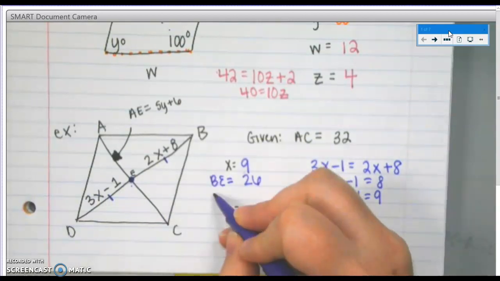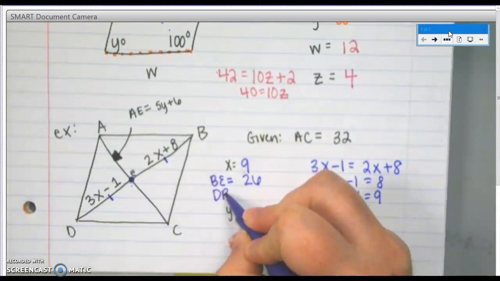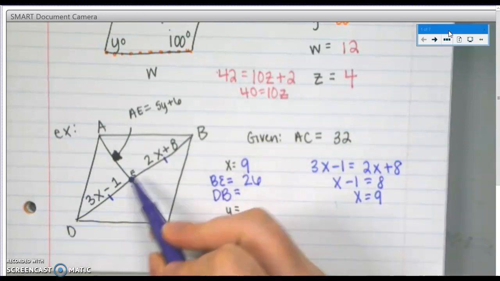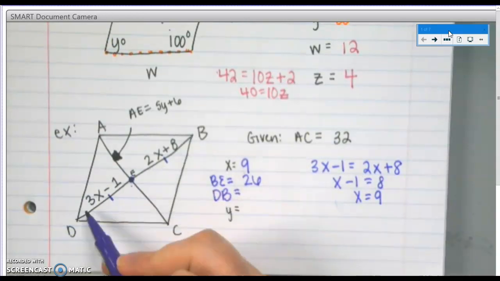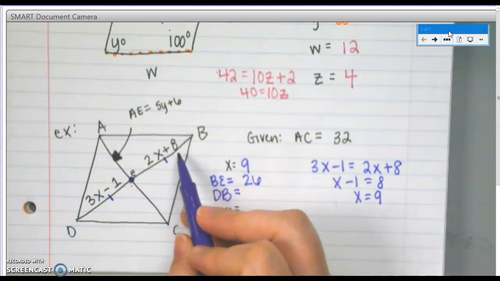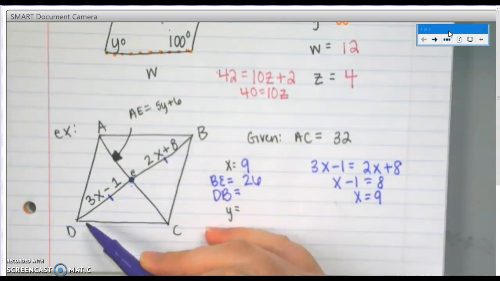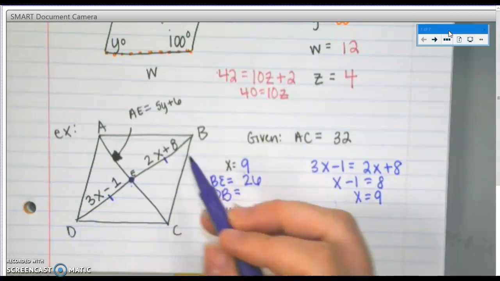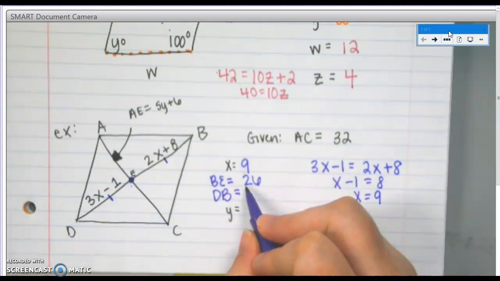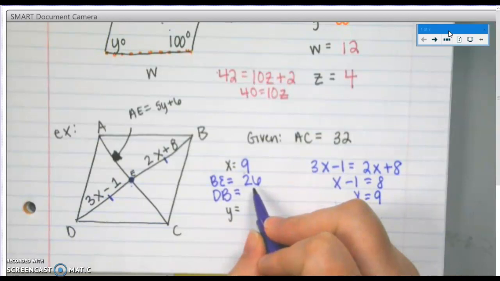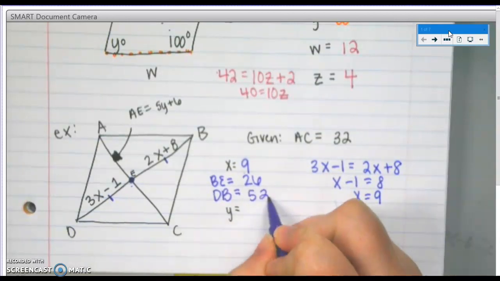If I asked you to find from D to B, that's the whole entire diagonal. So both pieces are 26. If I want to find the whole thing, I have to add them together. So 26 times 2, or 26 plus another 26, is 52.